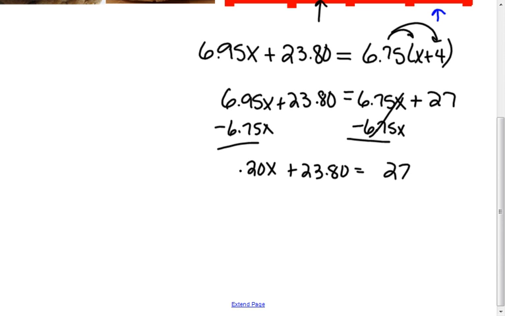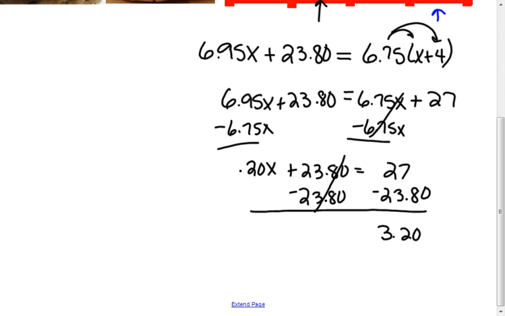So there's where I'm at. Then I will subtract 23.80. Over here I will get $3.20, and over here I will get 0.2x. Divide by 0.2, and 3.2 divided by 0.2 gives me 16.